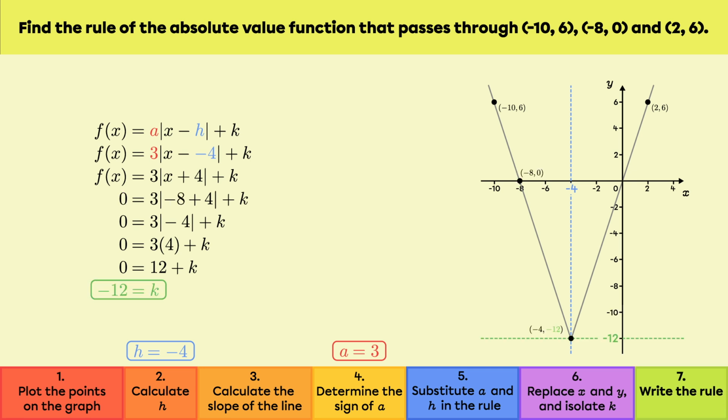The last step is to write the answer. The rule for the absolute value function is f of x is equal to 3 times the absolute value of (x plus 4) minus 12.